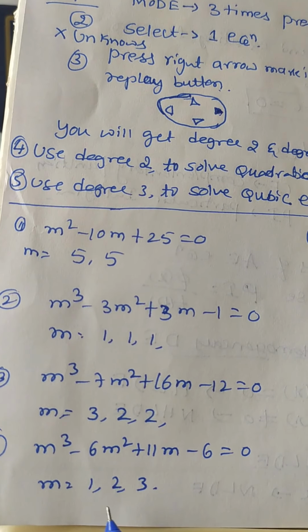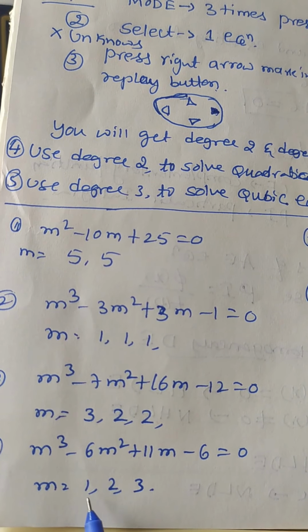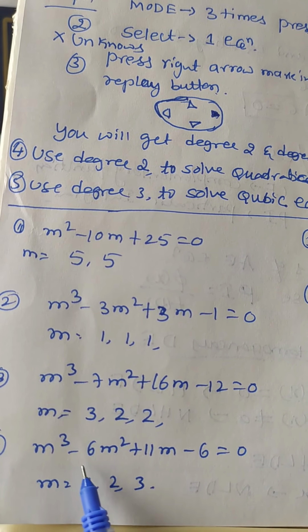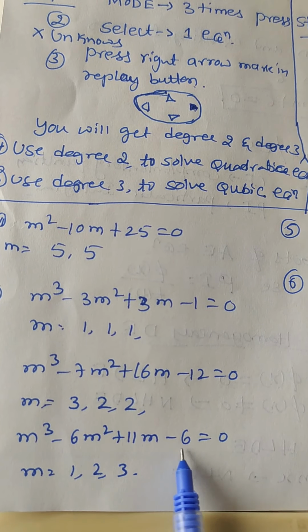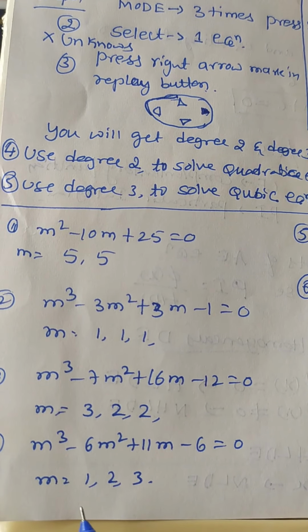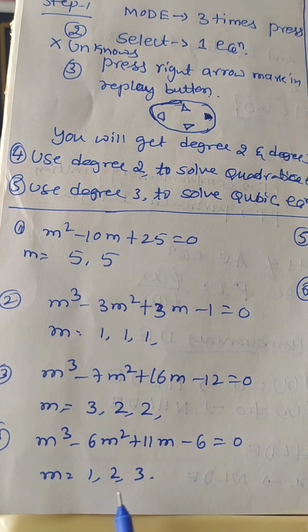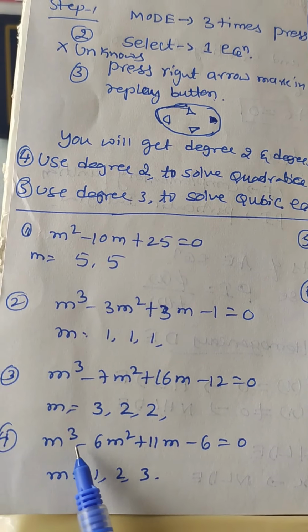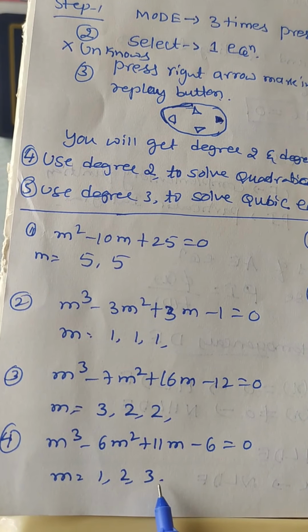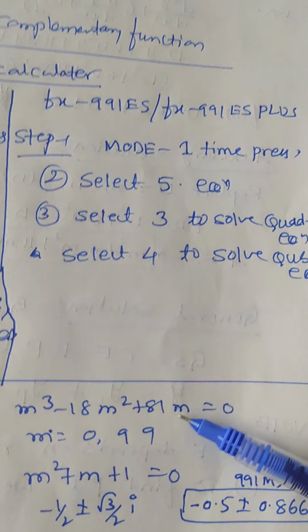Next, come to the fourth one. m cube minus 6m square plus 11m minus 6 is equal to 0. Use the calculator. It shows 1, 2, 3. Here the roots are real and different. Degree is 3, so we get 3 roots. Okay. Next, come to here.